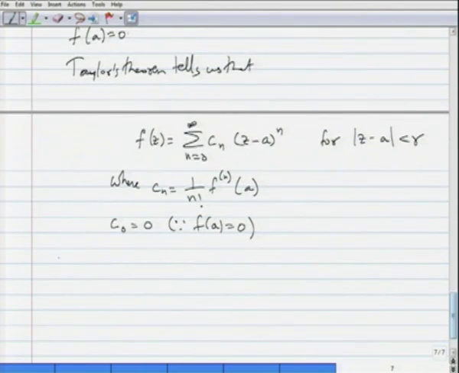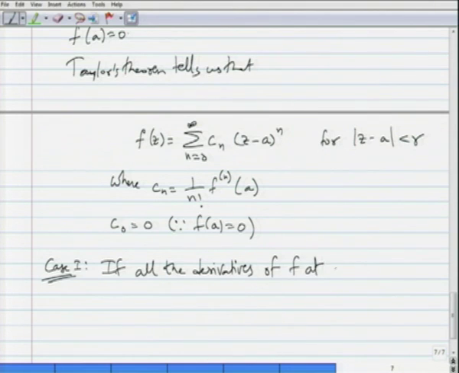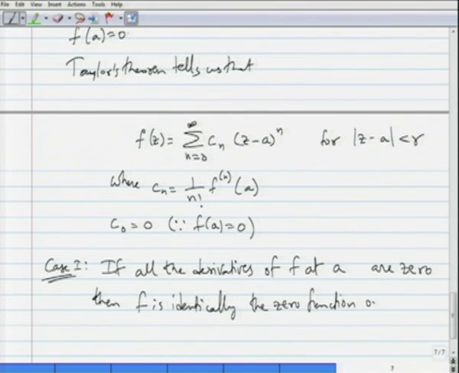So, now there are two cases. Case 1: if all the derivatives of f at a are 0, then Taylor's theorem tells us that f is identically the zero function on the ball B(a, r).